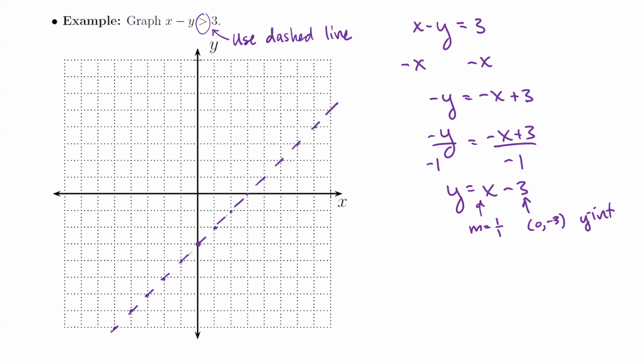Right? And then the test point method says pick any point except one that is on the line. So pick any point not on the line. For me personally, I always like to pick 0, 0 as long as it's not on the line. So I'm going to use 0, 0 as my test point.